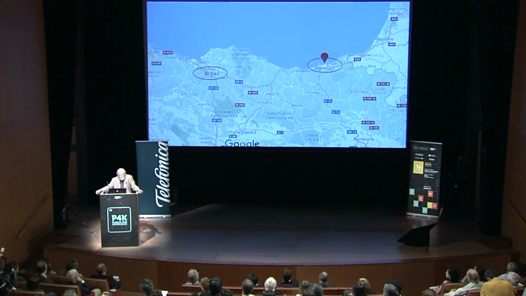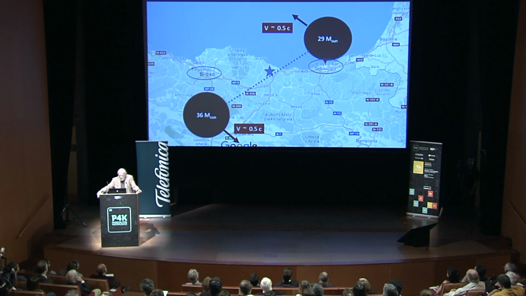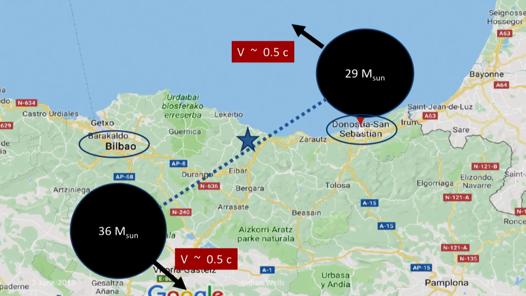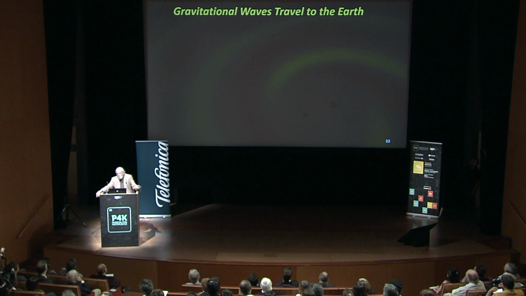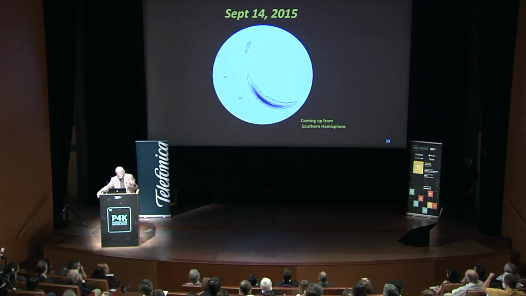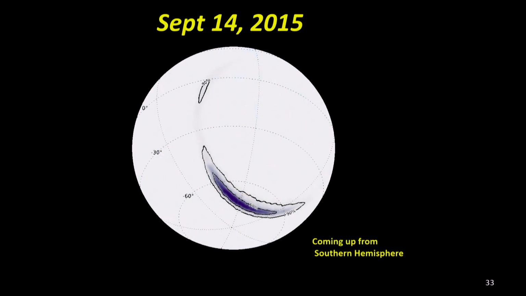Now's when you stop believing me if you didn't earlier. But that's basically what comes out of this. So they're going around at this speed, at this distance away, when we start observing them, when they're going around fast enough that they're at our frequencies. Then they propagate to the Earth. My movies aren't working, so they propagate toward the Earth. And when they get to the Earth, which is 1.3 billion years after it happened, this one came up through the southern hemisphere on September 14th, 2015.